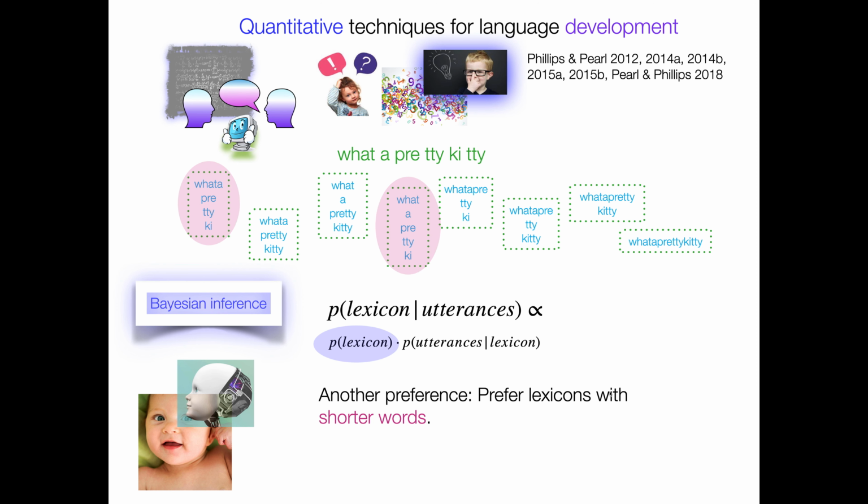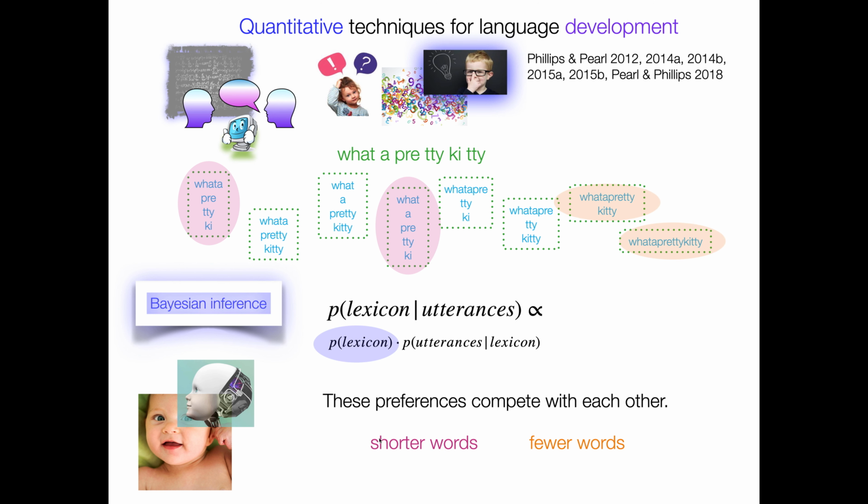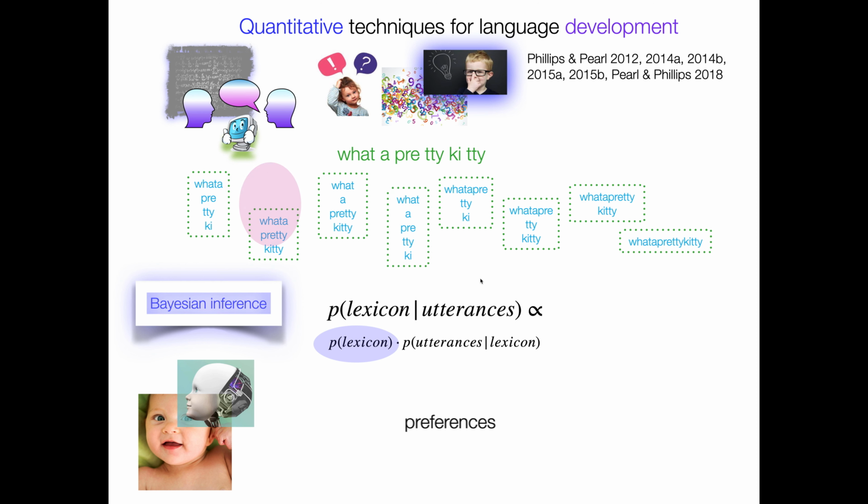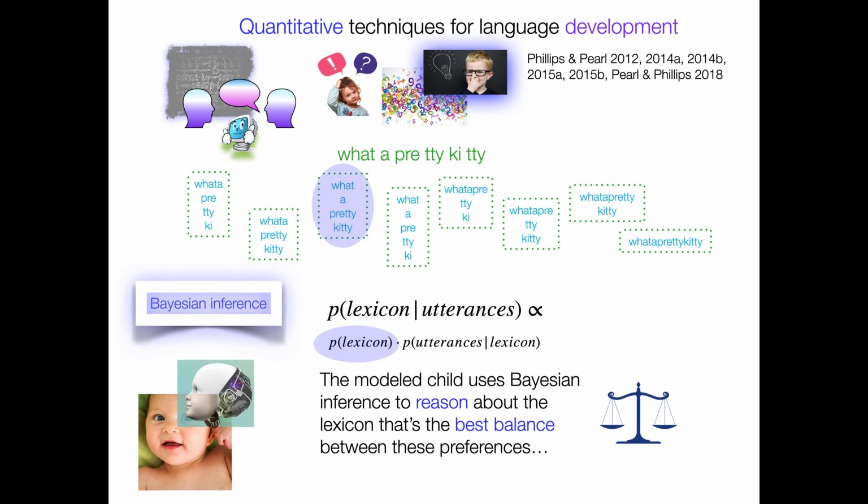Another preference would be to prefer lexicons with shorter words. So here, these are pretty short, compared to that one, which is super long. These are also super short. So as you can see, these are different lexicons than the previous preference would have you pick out. And so these preferences compete with each other, to have fewer words, rather, to have shorter words. So you have to find a balance between this. And so the model child is going to use Bayesian inference to reason about the lexicon that's the best balance between these preferences, for example. Maybe this one is a good balance between fewer words and shorter words.